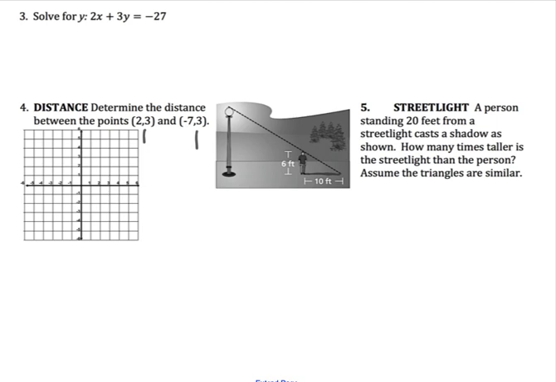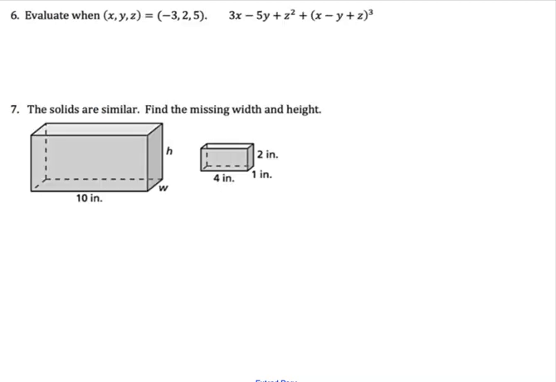Number 5 is a street light. A person standing 20 feet from a street light casts a shadow as shown. How many times taller is the street light than the person? Assume the triangles are similar. Now it doesn't ask how tall the street light is. It asks how many times taller the street light is. So really it's asking for scale factor.